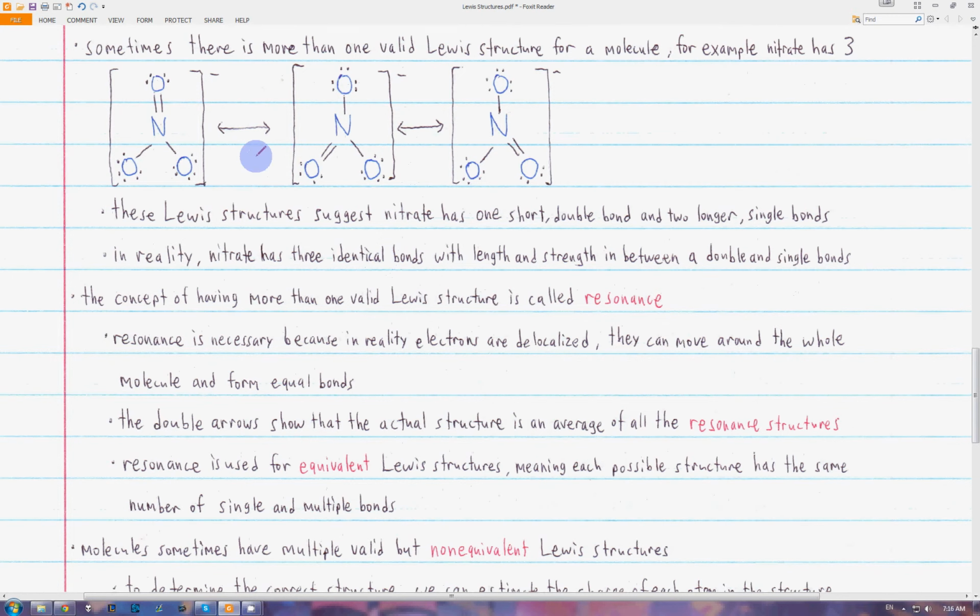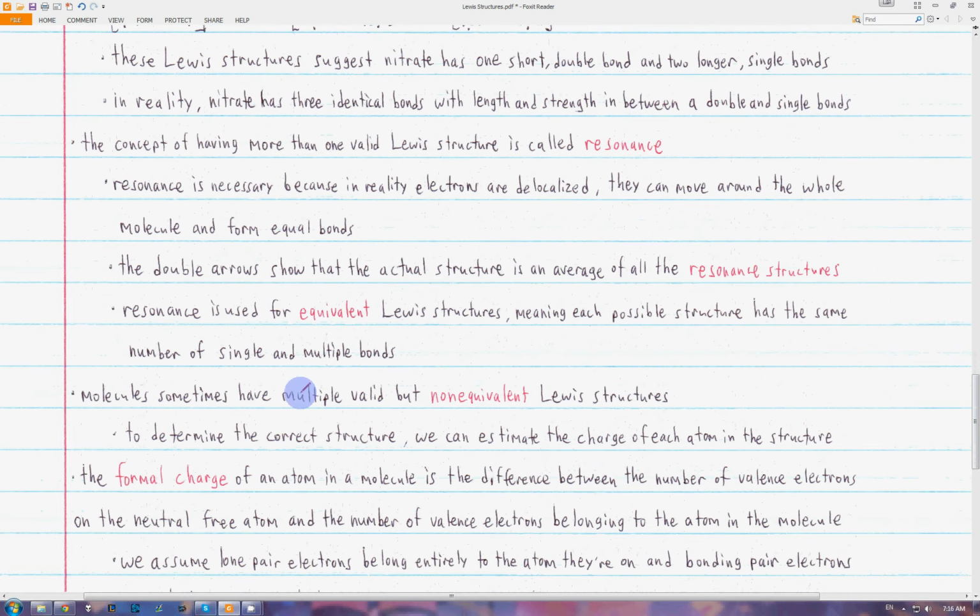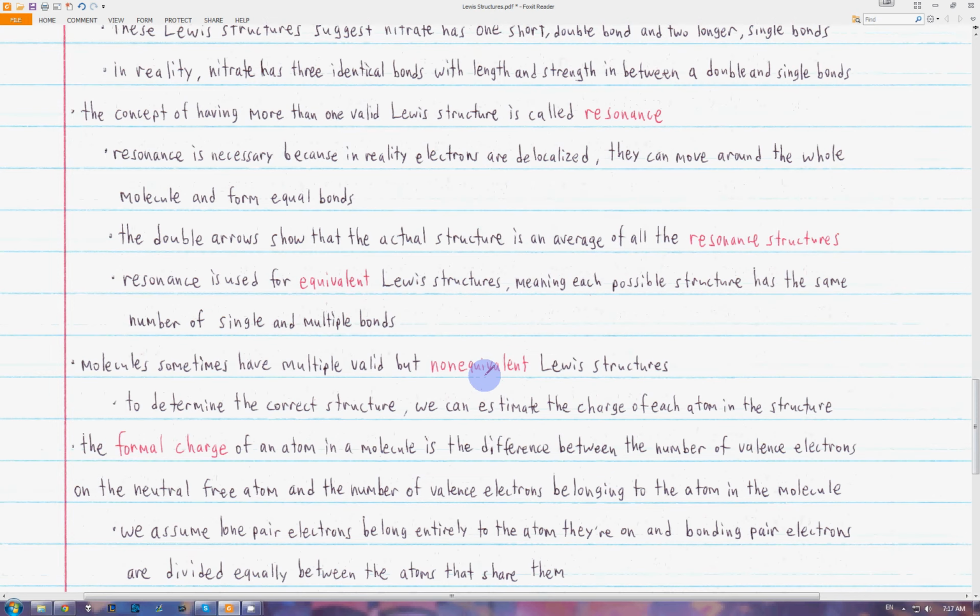And so again, resonance can only be used for what's called equivalent Lewis structures. And equivalent means they have the same number of single and multiple bonds. So each of these equivalent structures has two single bonds and one double bond. Sometimes we have multiple Lewis structures that follow the rules, but they're non-equivalent, which means they have different numbers of single and multiple bonds.